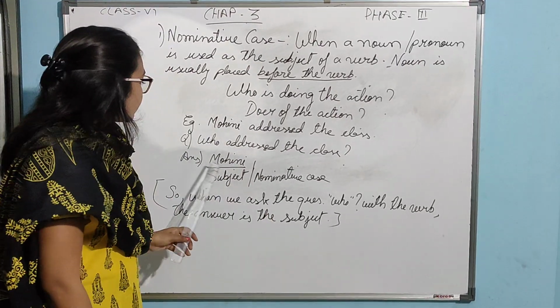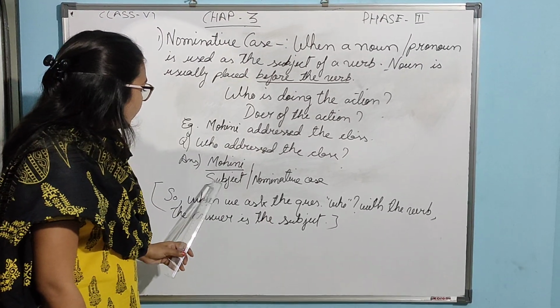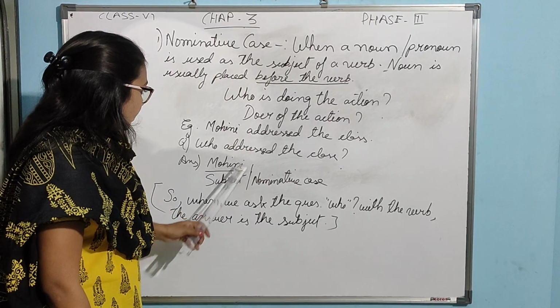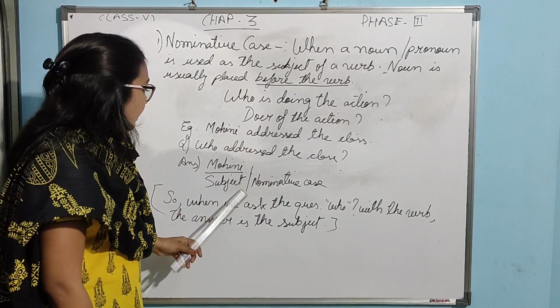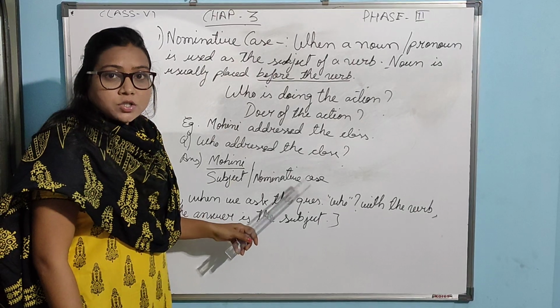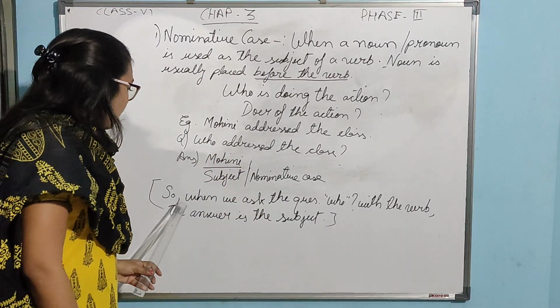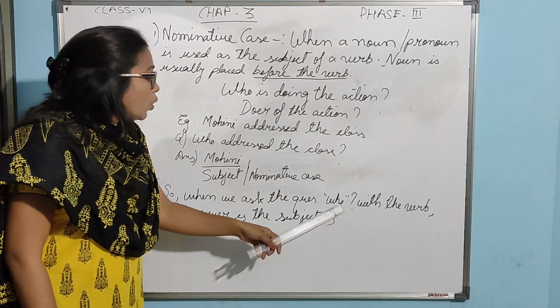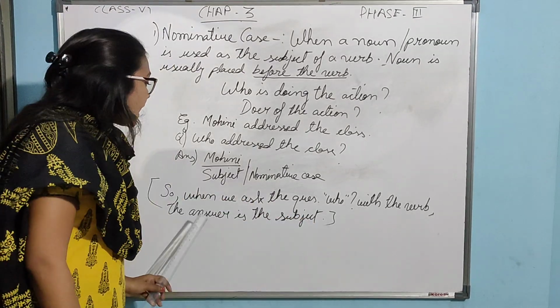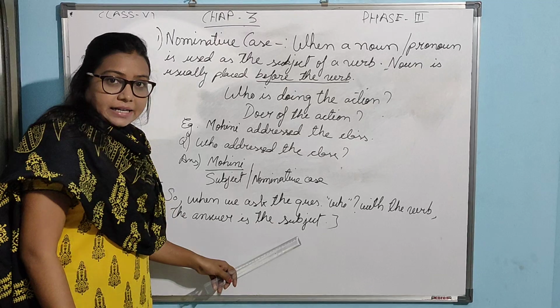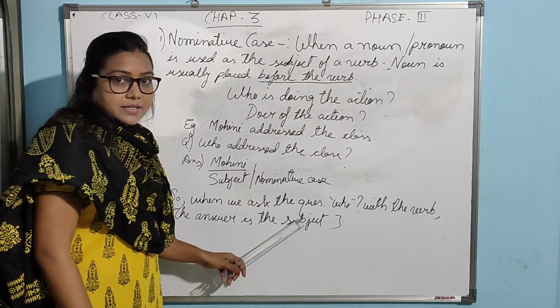Like here answer is Mohini. So Mohini is the subject of the verb addressed as well as it is in the nominative case. So we'll have to keep in mind in case of nominative case, that is when we ask the question who with the verb, the answer is the subject and it is in the nominative case.